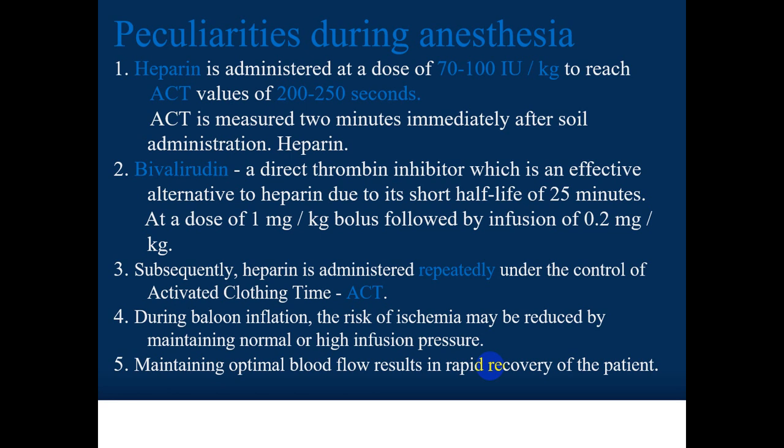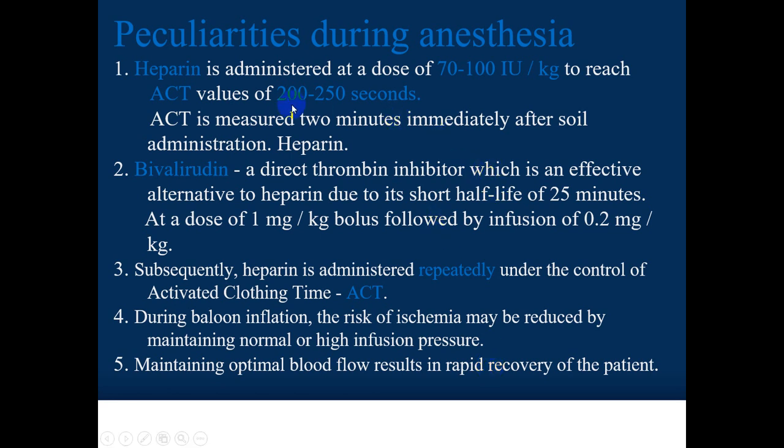Once again, heparin is administered at a dose of 70 to 100 international units per kilogram to reach ACT values of 200 to 250 seconds. ACT is activated clotting time and is measured 2 minutes after administration of heparin. Bivalirudin is another drug, a direct thrombin inhibitor, which is an effective alternative to heparin due to its short half-life of 25 minutes instead of heparin's 1 hour, at a dose of 1 milligram per kilogram bolus, followed by infusion of 0.2 milligram per kilogram. Subsequently, heparin is administered repeatedly under the control of ACT.